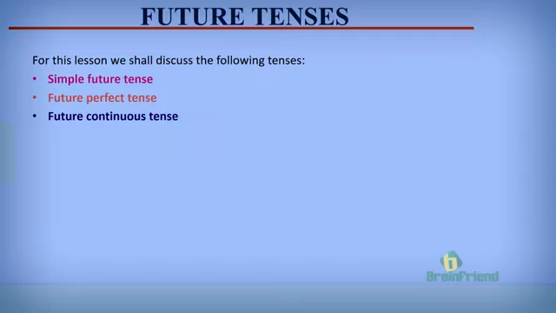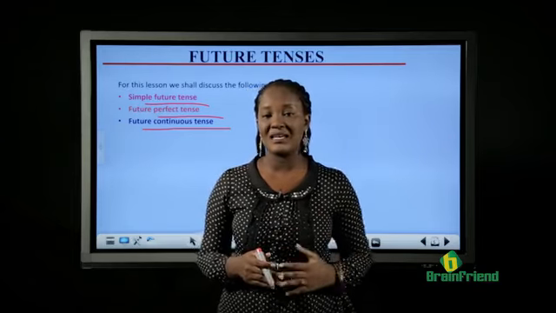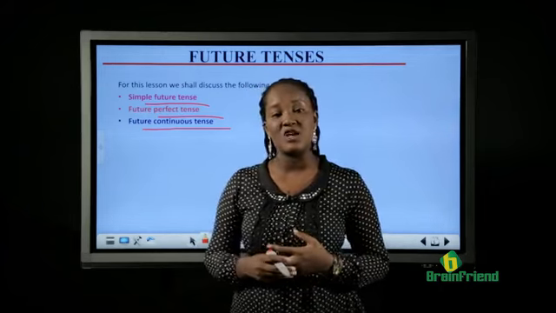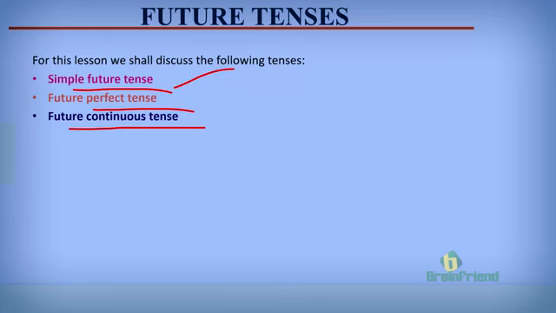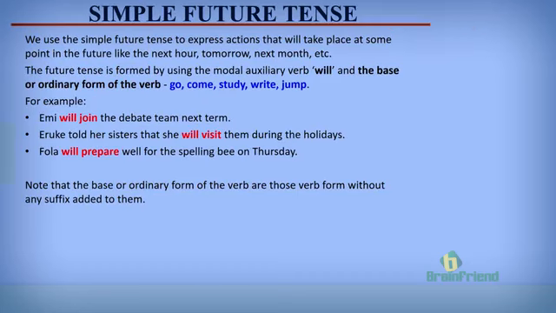Now the future tense is divided into three simple types. We have the simple future tense, we have the future perfect tense, and then we have the future continuous tense. Bear in mind that this lesson deals with just the future tense. We've talked about the present tense, we've talked about the past tense in previous lessons. So we are going to discuss the simple future tense, the future perfect tense, and the future continuous tense in this lesson. Now, first of all, let's talk about the simple future tense.